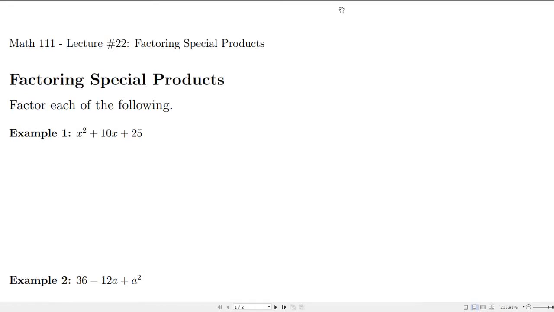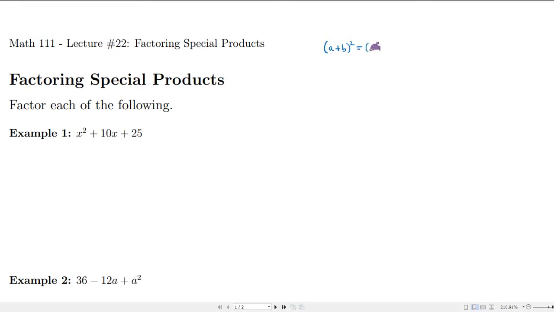Now we're going to turn our attention to factoring special types of products. These are going to show up frequently in several different forms, but one that we will encounter are perfect square trinomials. So an example of this would be if you had to factor or expand expressions like this.